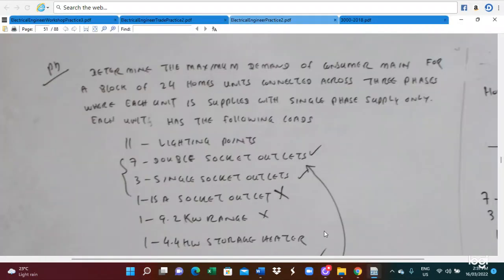So today's lesson is to determine the maximum demand of the consumer mains for a block of 24 home units connected across the 3-phase wires. Each unit has a single-phase supply only.